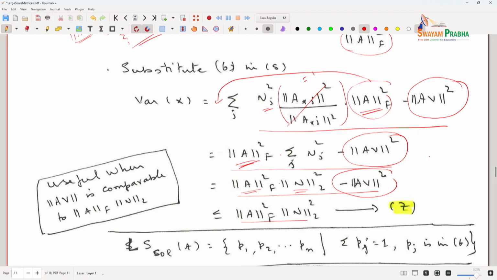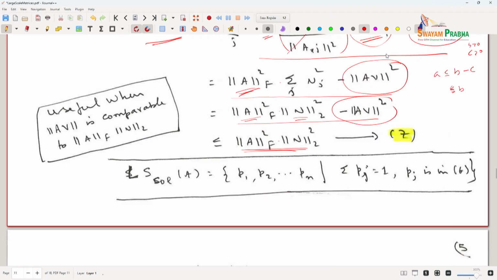Now, if we say A is less than B minus C, where C is positive and B is positive, then you can definitely say A is less than B. So, if A is less than B minus C, I can drop C. If I drop C, I am increasing the right hand side, so it is called inflation. By inflating the inequality, I simply say the variance of x is less than or equal to the product of the Frobenius norm times the 2 norm of V.